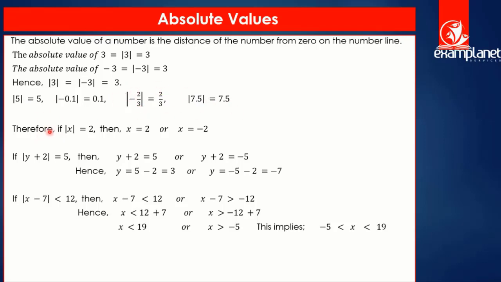So therefore, it means that if absolute value of x is equal to 2, then x is equal to 2 or x is equal to minus 2. Because here, this x is representing a number such that if I find the absolute value of that number, I get 2. That number could be 2 to give me 2, or it could also be minus 2. Because absolute value of 2 will give me 2, absolute value of minus 2 will give me 2. So therefore, this x will be 2 or minus 2.